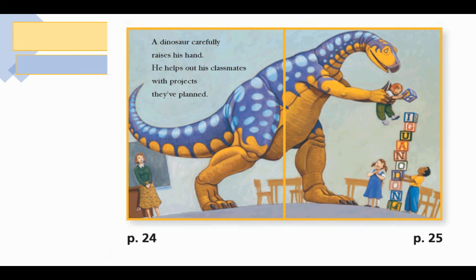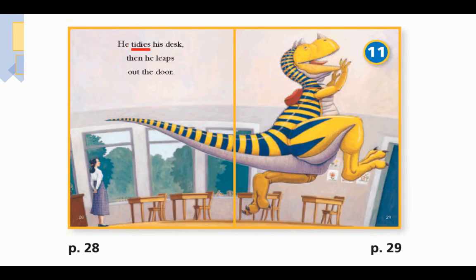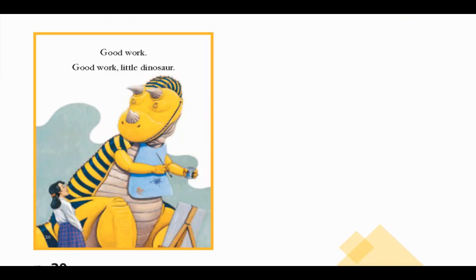A dinosaur carefully raises his hand. He helps out his classmates with projects they've planned. At recess, he plays with a number of friends and growls at the bullies till bullying ends. He tidies his desk, then he leaps out the door. Good work, good work, little dinosaur.